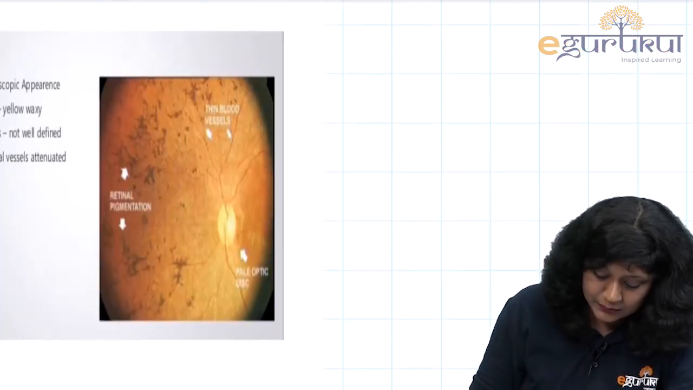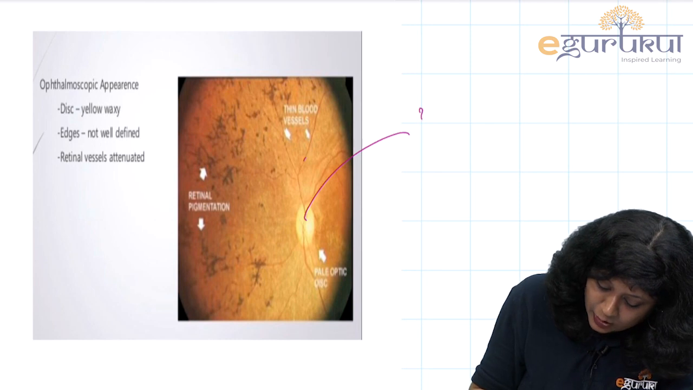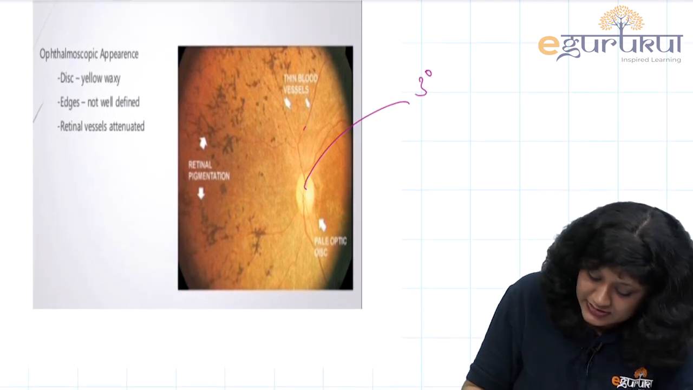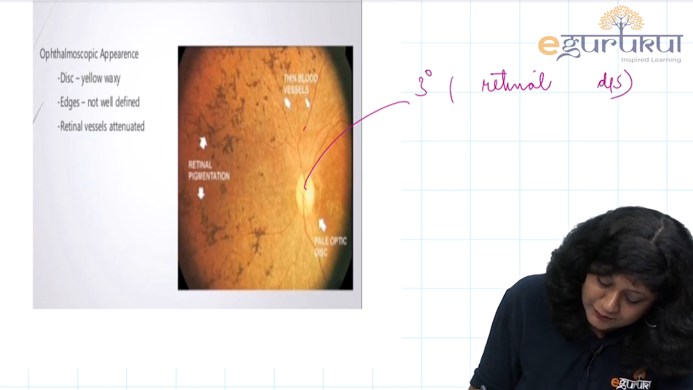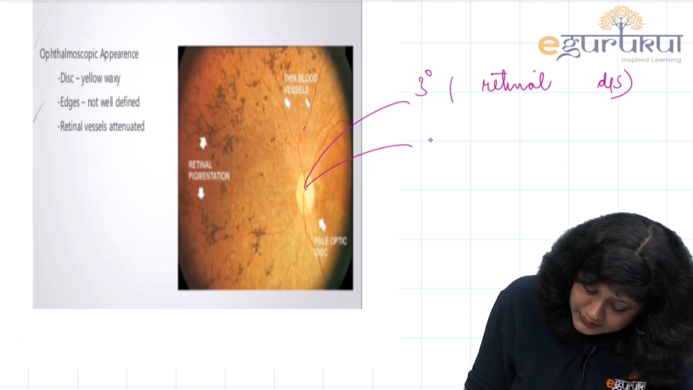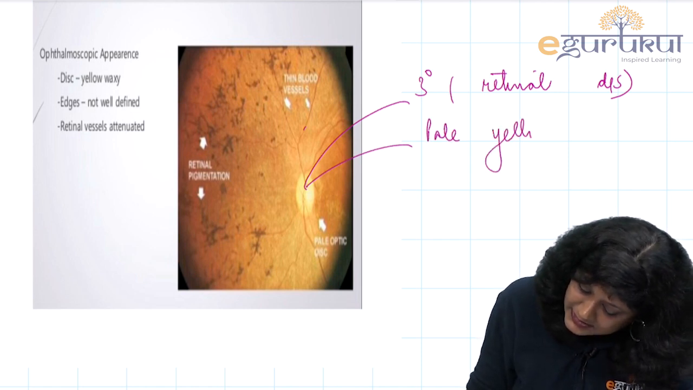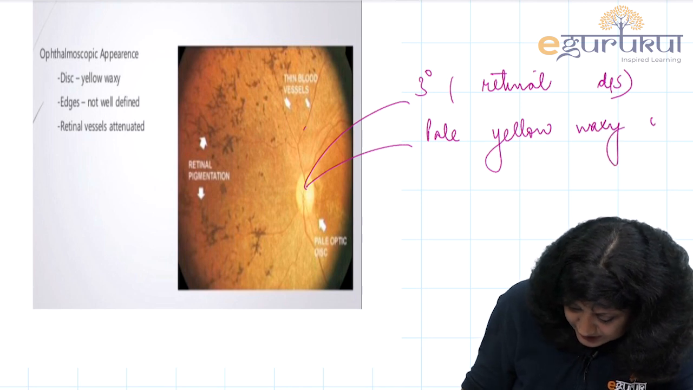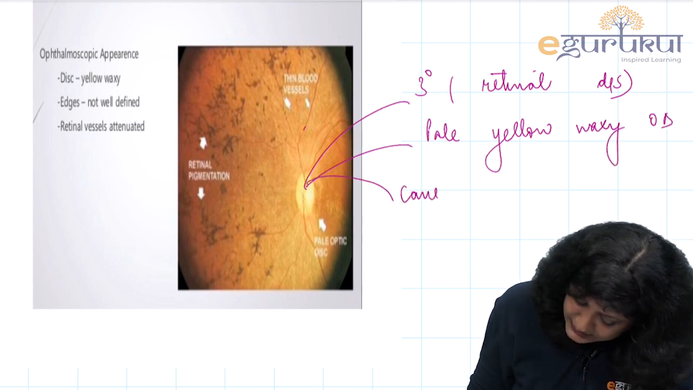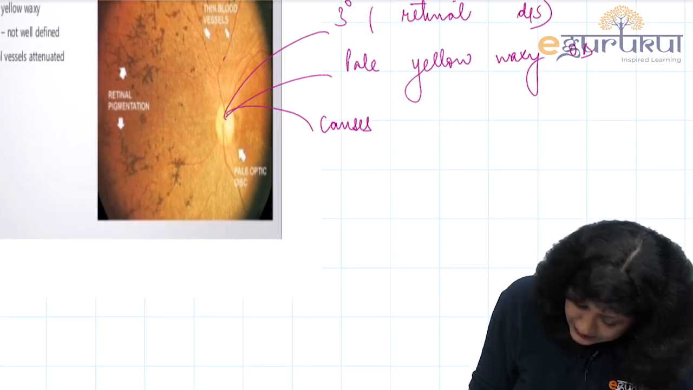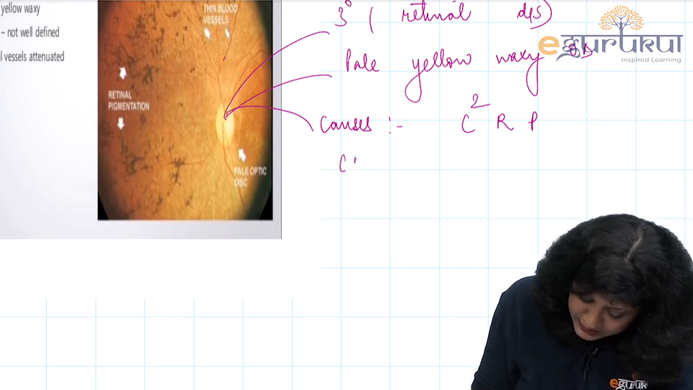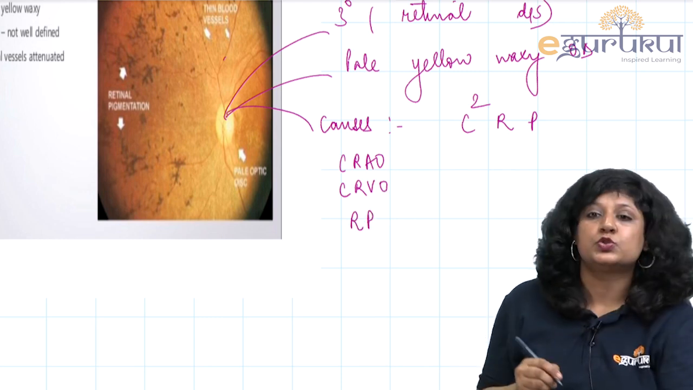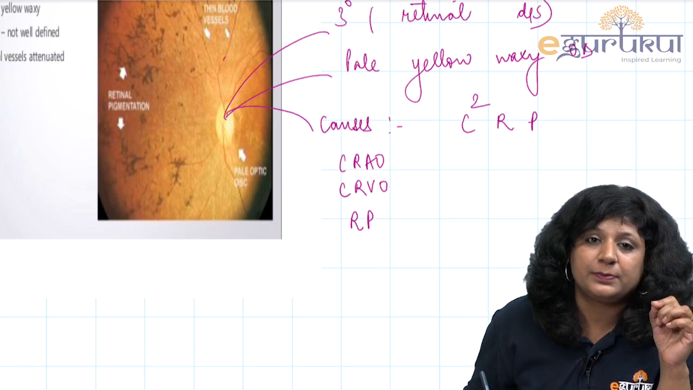And then finally we come to the third one, the tertiary optic atrophy. Tertiary means it is secondary to the retinal diseases. So you have to remember here the pale yellow waxy optic disc. And what can be the causes here? The causes here are C reactive protein: C for CRAO, C for CRVO, and retinitis pigmentosa. This is your tertiary optic atrophy.